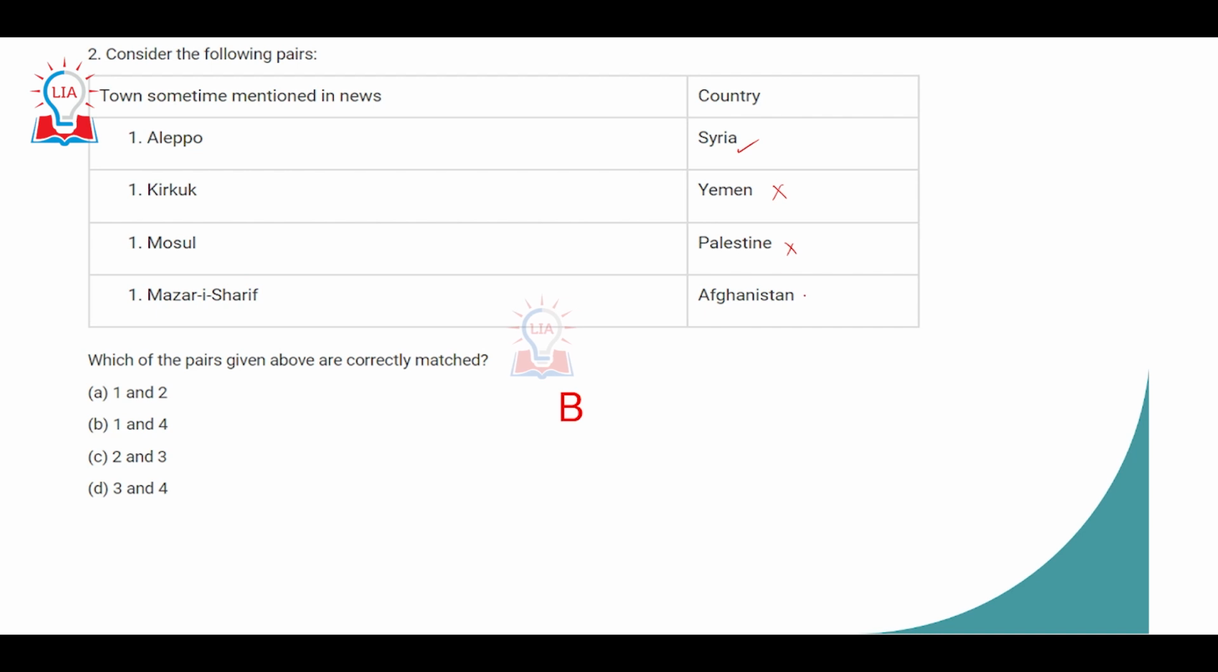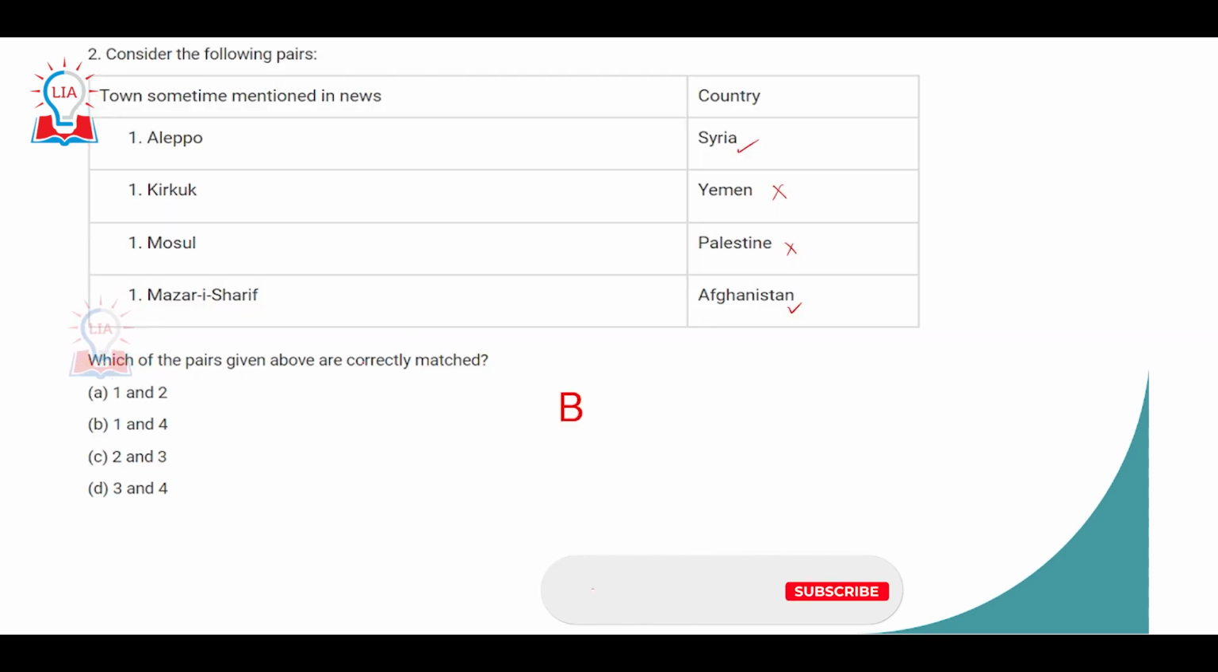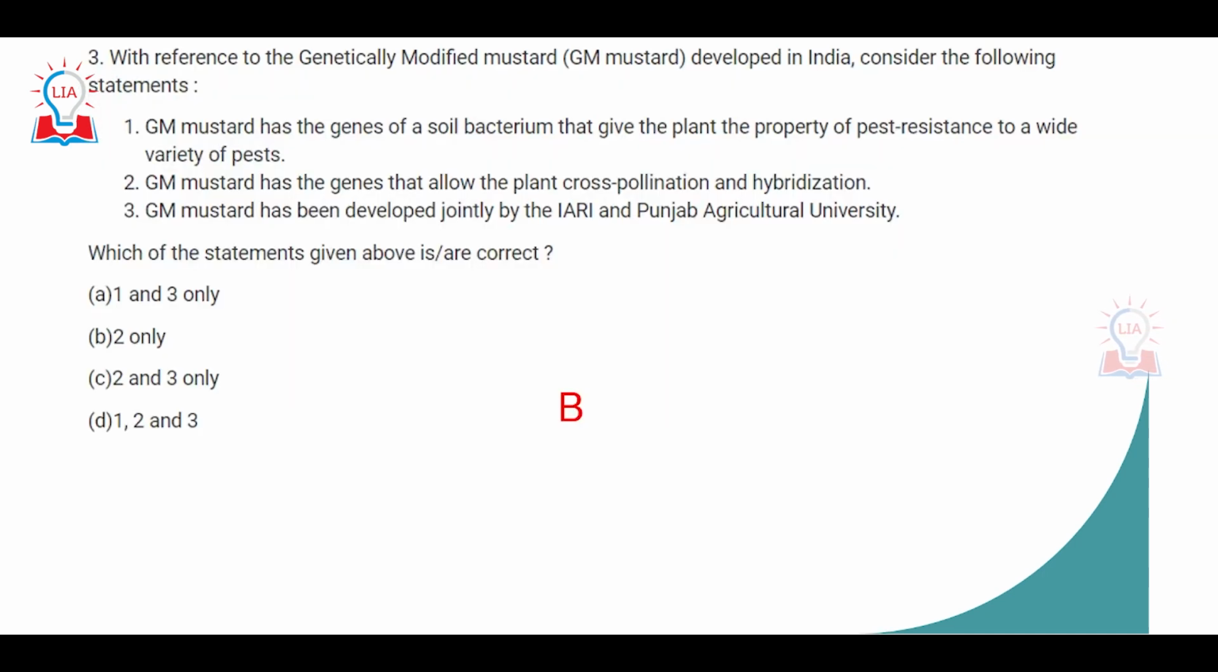Fourth is Mazar-e-Sharif. Mazar-e-Sharif is obviously in Afghanistan. If you look at the map here, this is the map of Afghanistan. Kabul is the capital city, and Mazar-e-Sharif is situated in the northern part of Afghanistan, near the border of Turkmenistan and Uzbekistan. So obviously the correct answer is B. Options 1 and 4 are correct. So that is all about this particular topic.